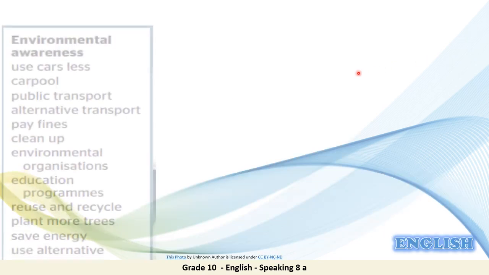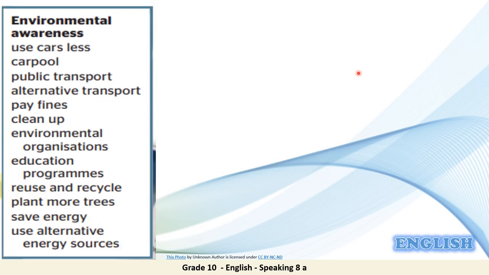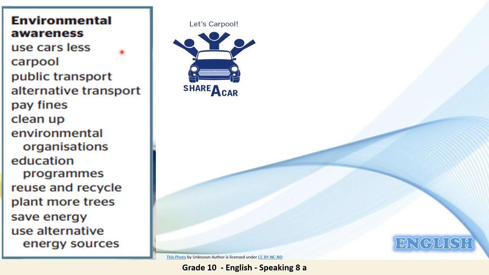Now let's find out some of the environmental awareness. For example, use cars less. So people can depend more on using public transportation instead of using cars. They also can use bicycles. Also, we have carpool. And carpool here means that a group of people who travel together, maybe to work or to school, usually in a different member's car each day. So they all use one car each day.